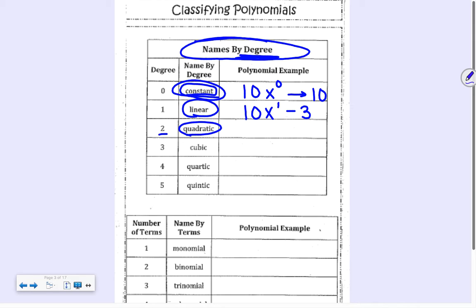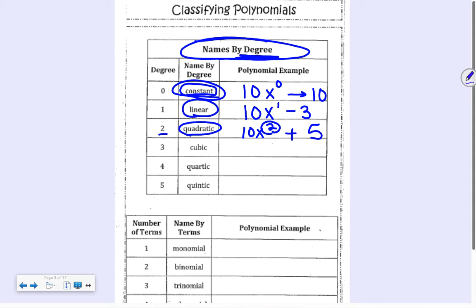Jenna? 10x squared, then what? I can quit there if you want me to, but just keep going. Let's get another term. 5. Okay, so she doesn't even put an x term in there. She just says plus 5. All I care about is right here. I care about the 2. The 2 tells me it's quadratic.